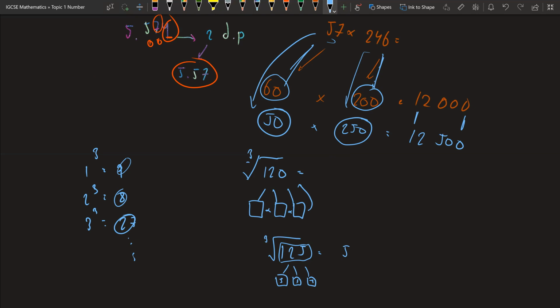So the cube root of 125 is 5, but since this value is less than that, it should be less than 5, but hey, it's close enough, right? So it should be approximately 5. This is a notation for approximation. This is the equal.